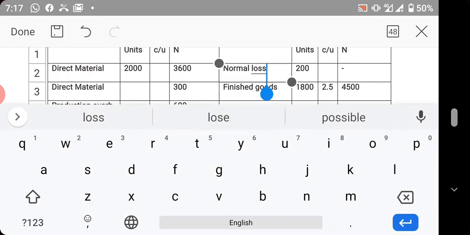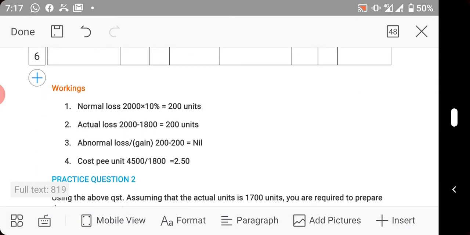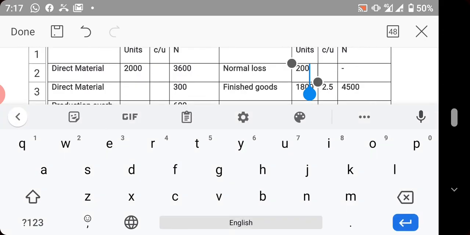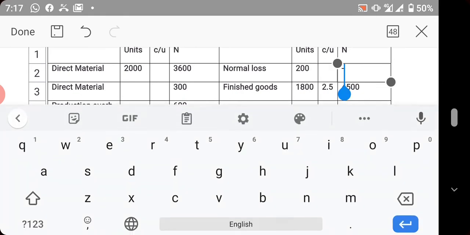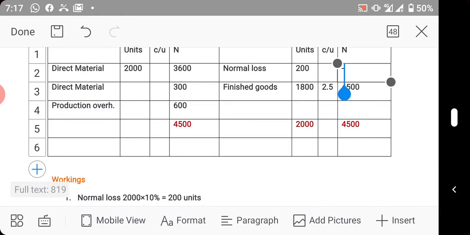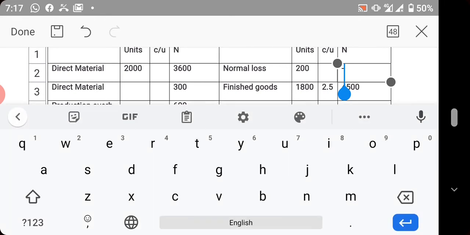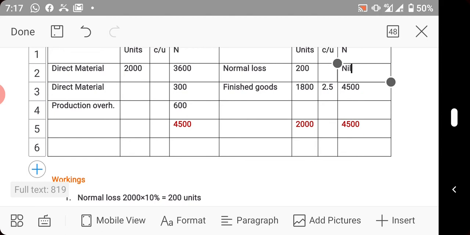You calculate your normal loss. Normal loss is done in the workings. Normal loss is 2,000 units times 10%. Remember, when I was explaining normal loss, I did say that normal loss is 10% of 2,000 units. So 10% of 2,000 is 200 units. That is how we got normal loss. But the question never gave us the recoverable value of normal loss. Hence, the recoverable value of normal loss is nil. Understood? It's nil. I prefer to use the word nil as an accountant, so we wouldn't have issues here.